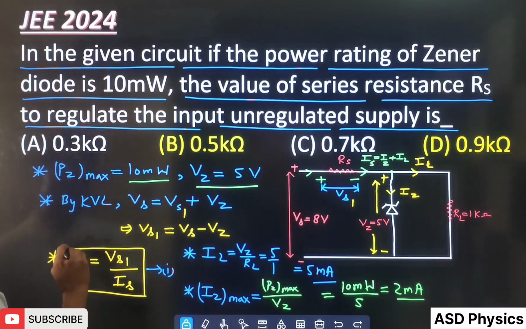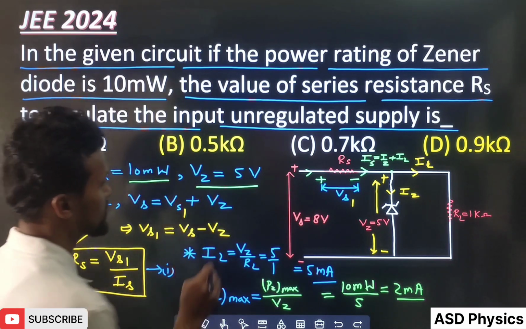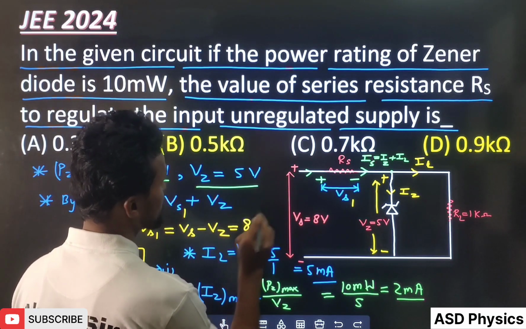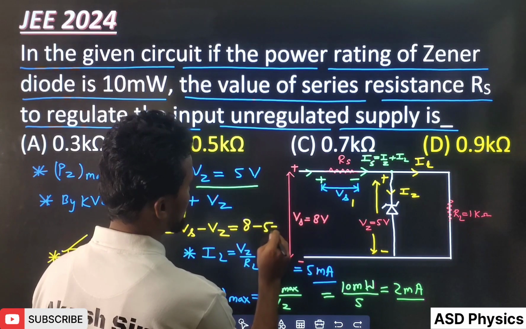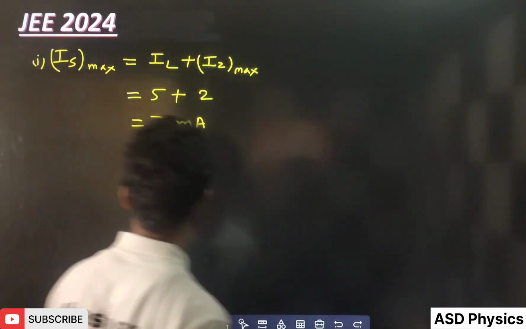Now we will use this: RS equal to how much? Vs1 by Is. Vs1, how much is there? You know, Vs minus Vz. Vs value 8, Vz value 5. That means it will come how much here? 3 volt, is it?